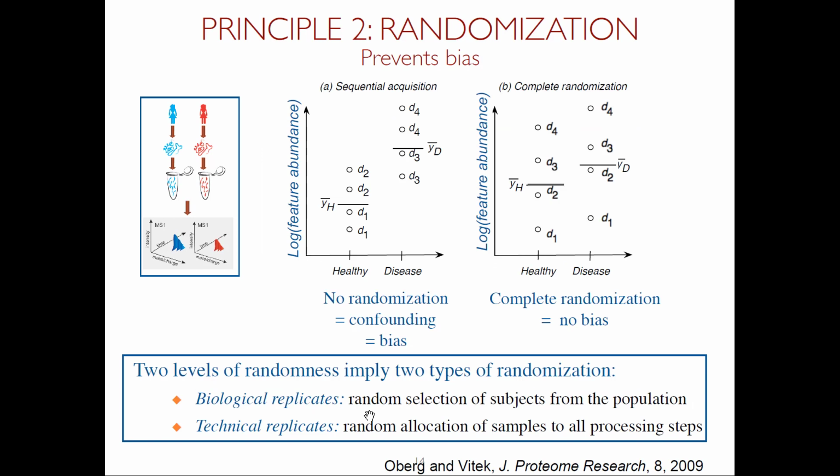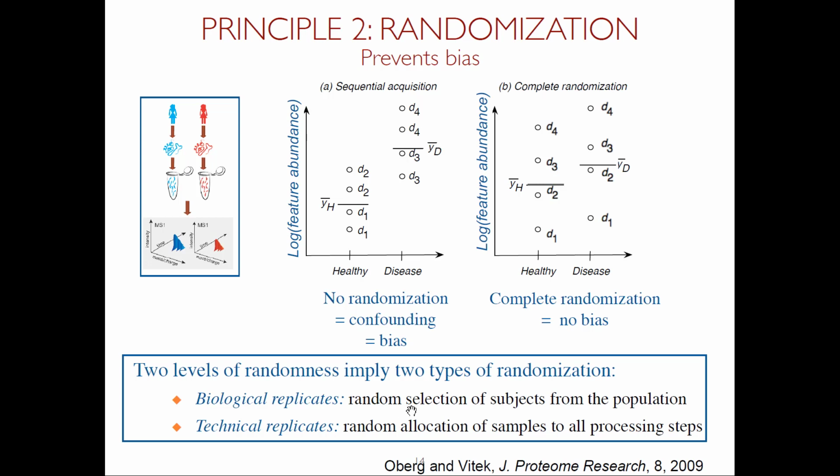So the second fundamental principle is randomization. Randomization is something which is unfortunately overlooked a lot, and the purpose of randomization is to prevent bias, especially bias from artifacts that we are not aware of.